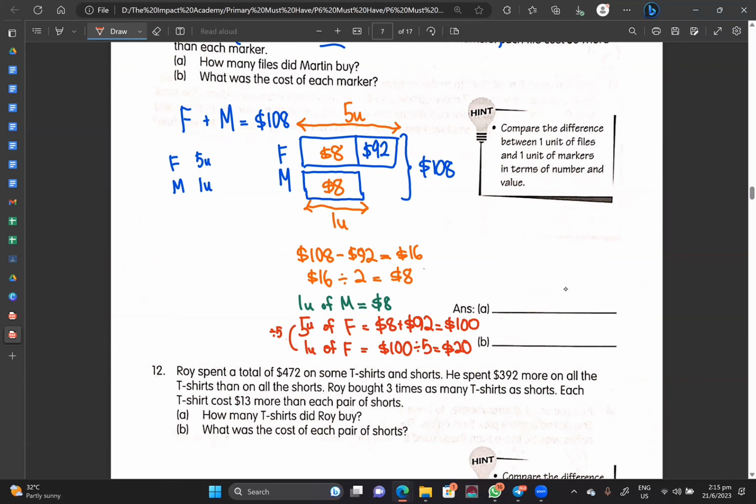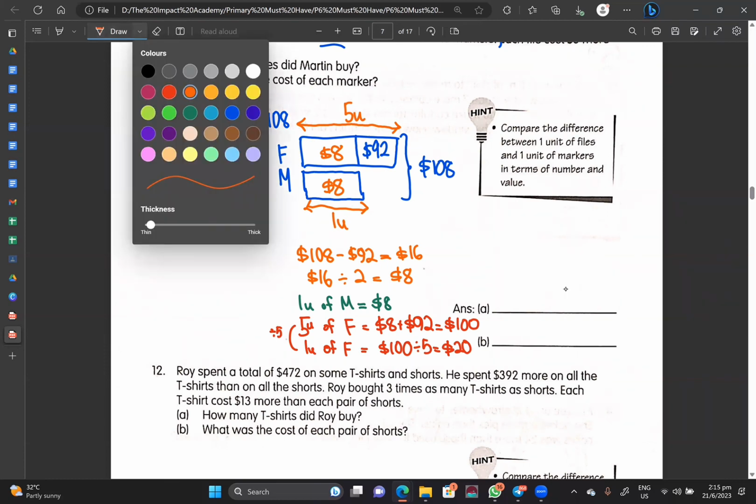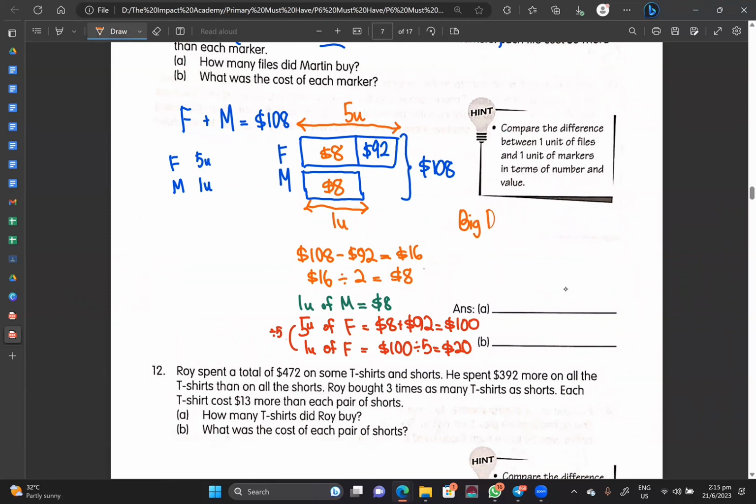Okay, so I quickly go on to find my big difference. That's the first thing that I'm going to do. And what exactly is big difference? Can I just remind you that big difference is basically the difference between one group of something versus one group of something. So again, a big difference is one group versus one group, correct? So big difference is simply 1 unit of file, which is $20, minus away markers, which is $8, and that gives me how much? $12.